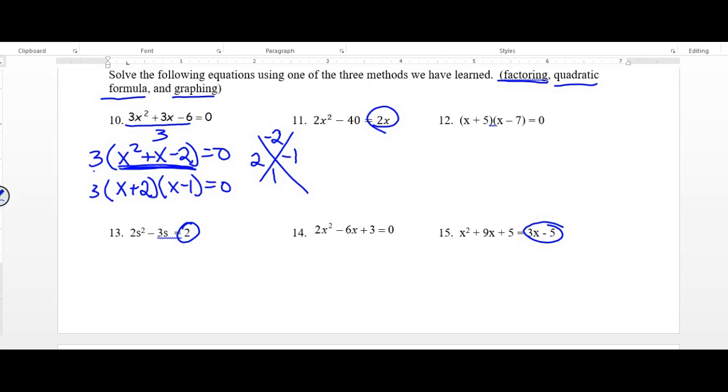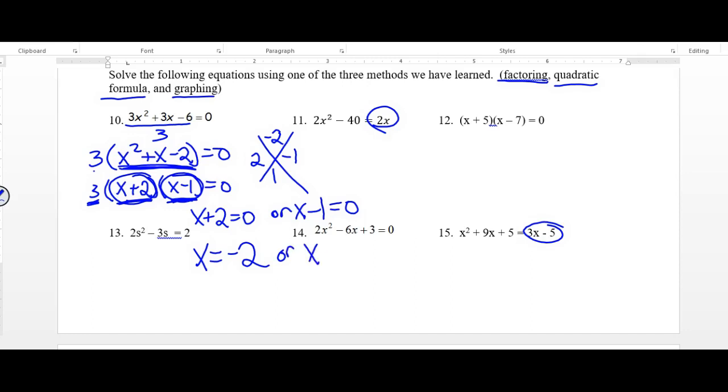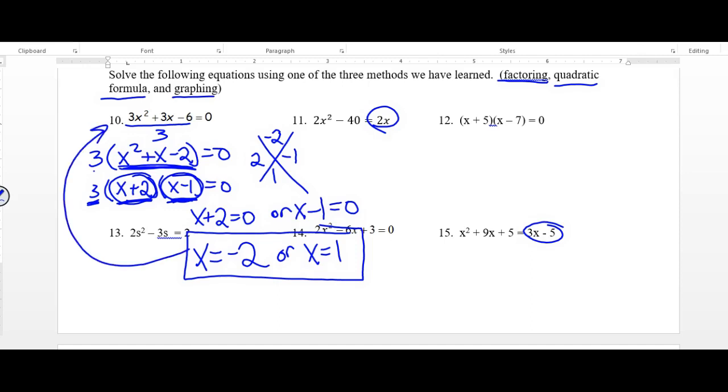This is where we can think about how all of this stuff multiplied together equals 0. That means that either x minus 1 or x plus 2 has to be 0. Now this can't be 0 because it's 3, so one of these has to be 0. Either x plus 2 is 0 or x minus 1 is 0. Solve both of those equations, you end up with x equals negative 2 or x equals 1. So that is number 10.